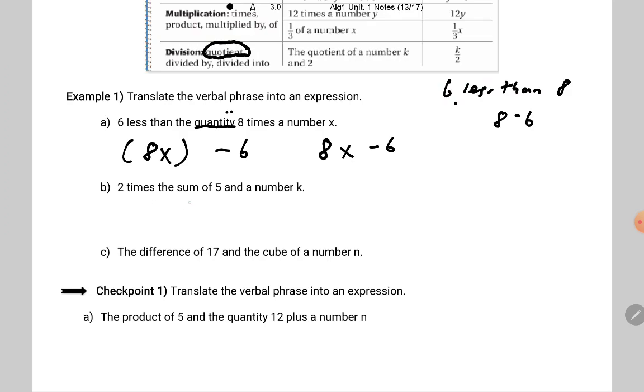2 times the sum of 5 and the number k. So they're saying, I want you to add something first, and then multiply it by 2. 2 times the sum, so sum is the addition of two numbers.